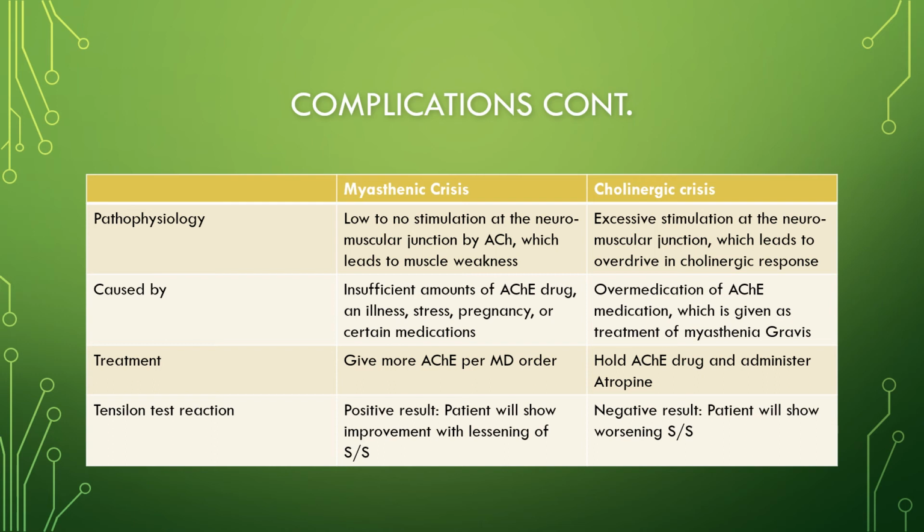A Tensilon test is usually required to determine whether the patient is suffering from a myasthenic or cholinergic crisis. Edrophonium, which is an anticholinesterase inhibitor, is given to the patient intravenously, and if the patient is suffering from myasthenic crisis, they will show an improvement, but if the patient is suffering from cholinergic crisis, his or her condition will worsen.